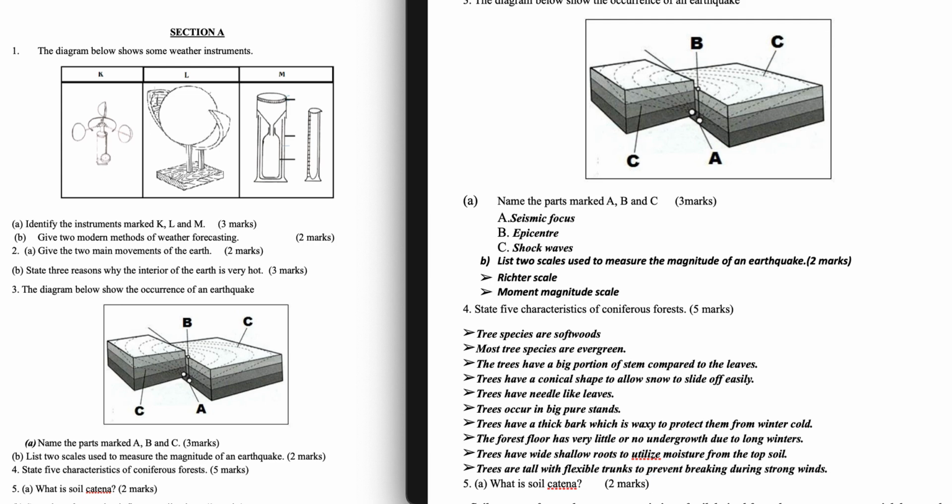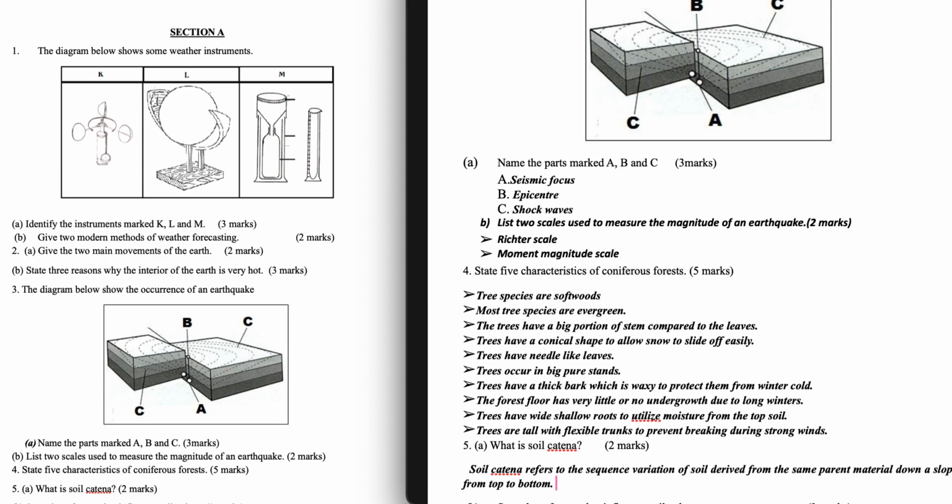Question 5a. What is soil catena? Soil catena refers to the sequence variation of soil derived from the same parent material down a slope from top to bottom.